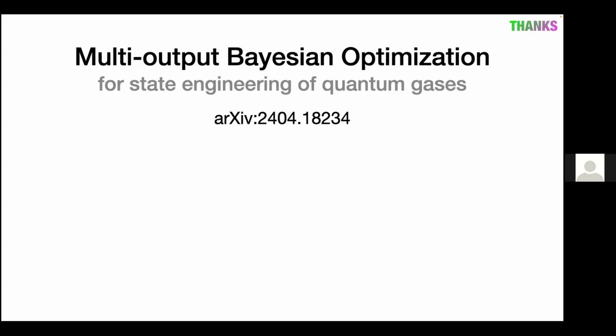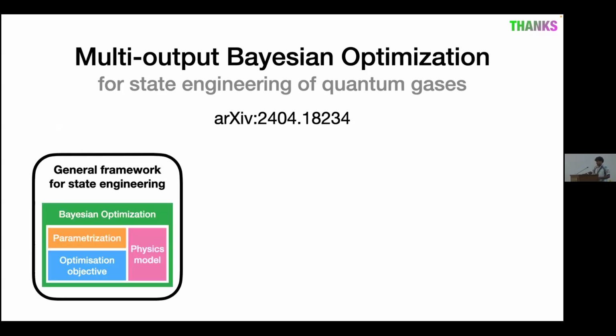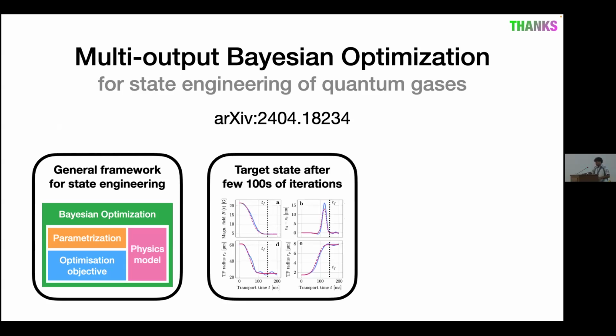So to sum up, we presented here a multi-output Bayesian optimization for state engineering of quantum gases. I invite you to look up the details here in this arXiv paper. We have three main results. First one, we have a general framework now for the state engineering. You just change one of these components, but everything still works.